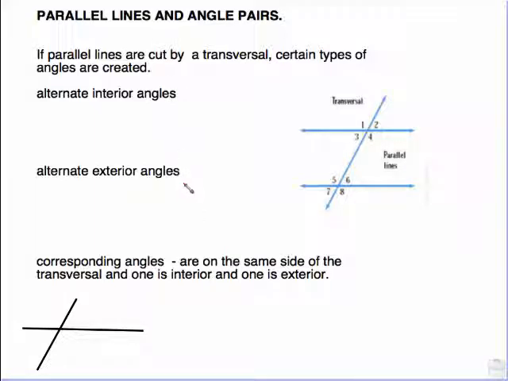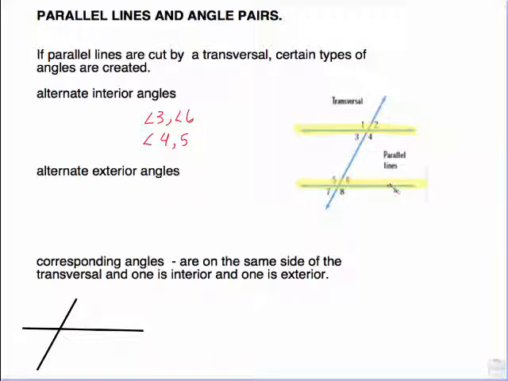mean. Alternate interior. Interior means angles that are on the inside of these lines. So these angles are interior, 3, 4, 5, 6 are interior. And the ones that are alternate interior are the ones opposite each other. So angle 3 and angle 6, that's what the alternate means, and angle 4 and angle 5. That's your alternate interior.